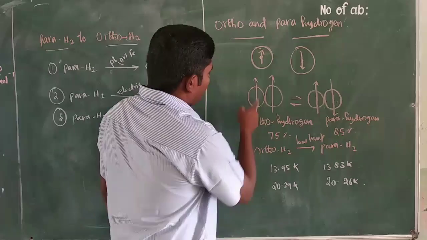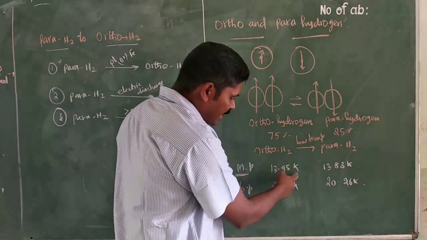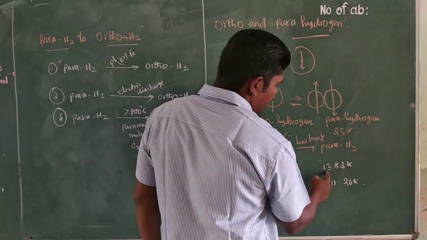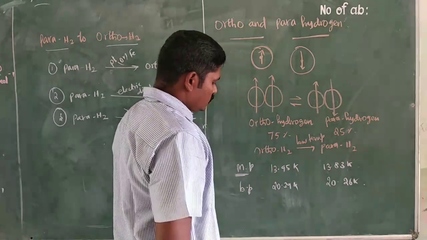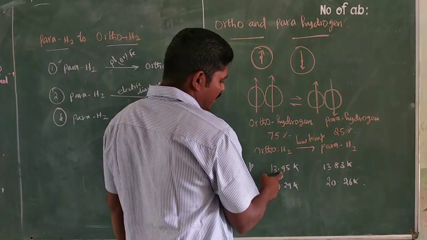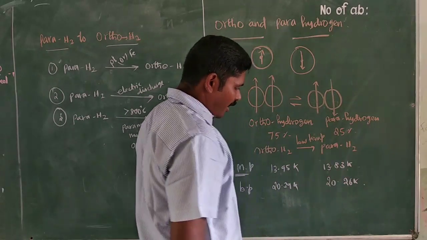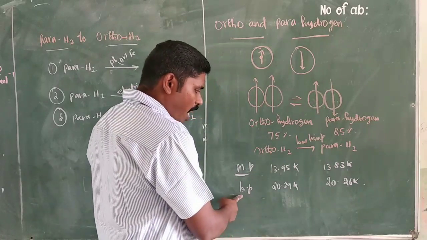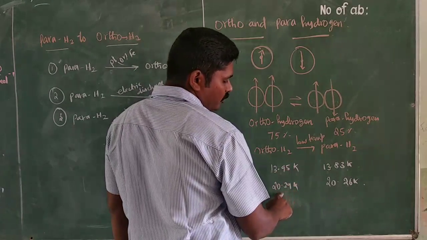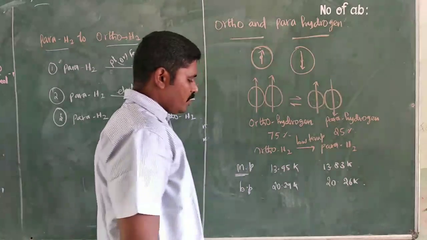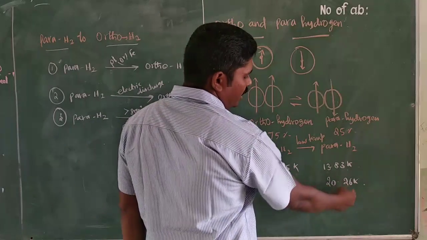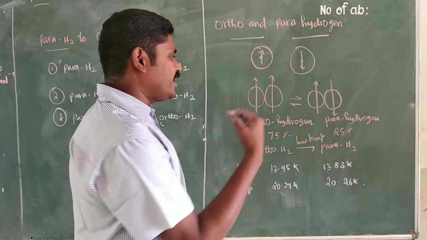The melting point of ortho is 13.95 Kelvin and para is 13.83 Kelvin. So ortho has a higher melting point than para. The boiling point is also higher for ortho than para, right? 20.39 and 20.26 Kelvin.